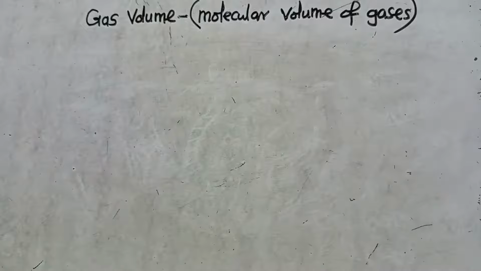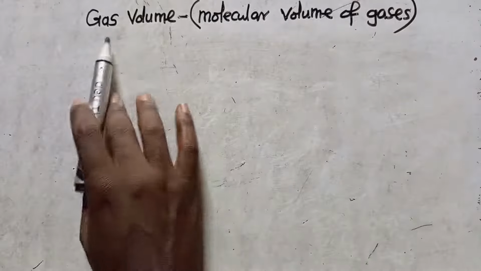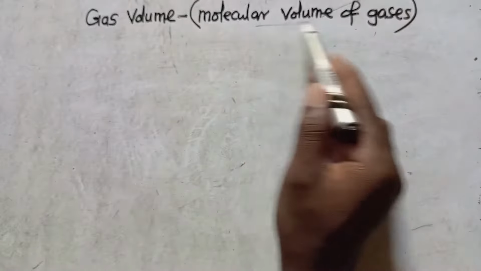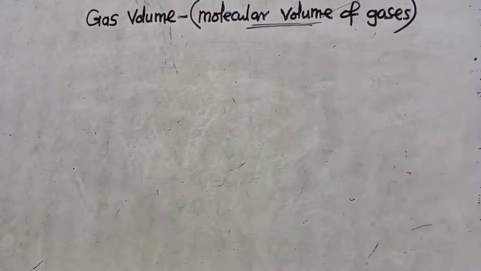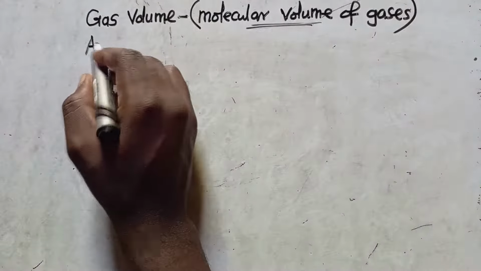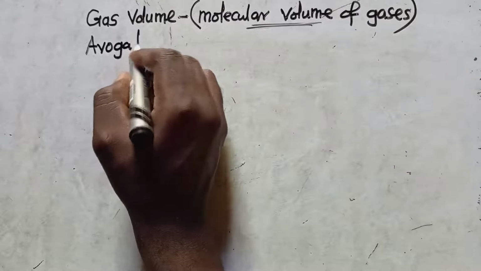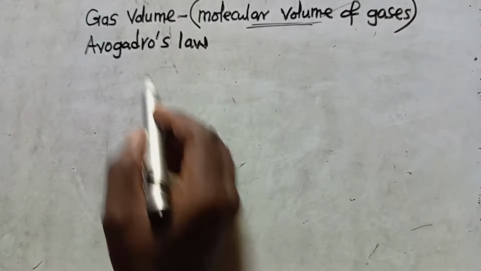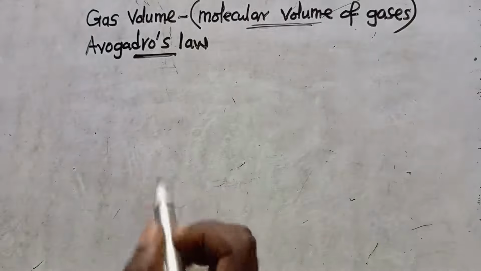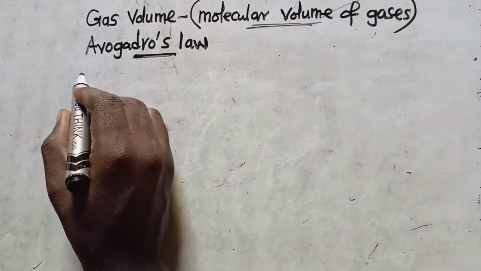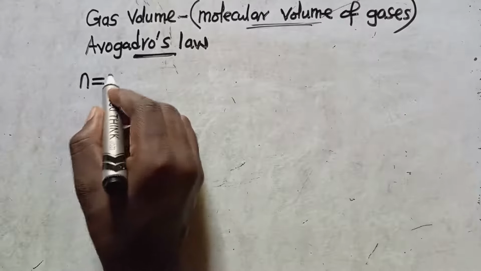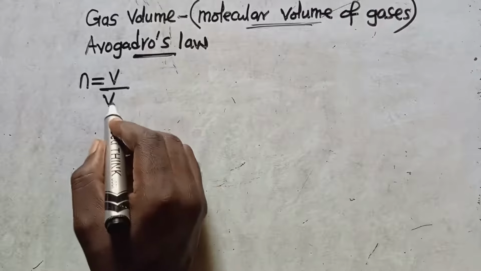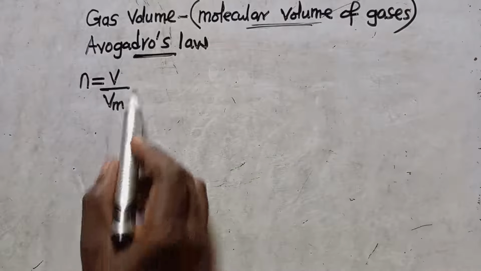This is another name. So when we say this is a gas volume, it is just the same as the molecular volume of gases. And for you to understand this one, it falls under a law that we call Avogadro's law. And for you to understand Avogadro's law, you need to understand the formula we use where we say number of moles is equal to volume over molar volume. So this is the formula.